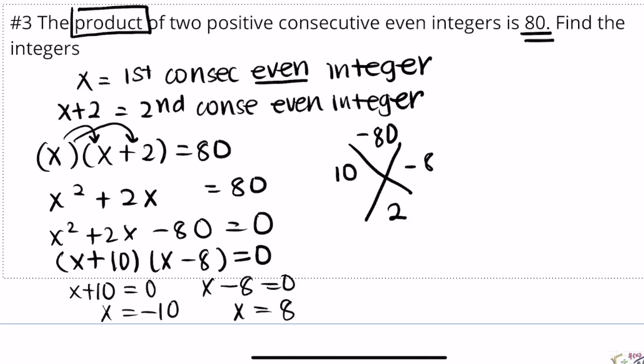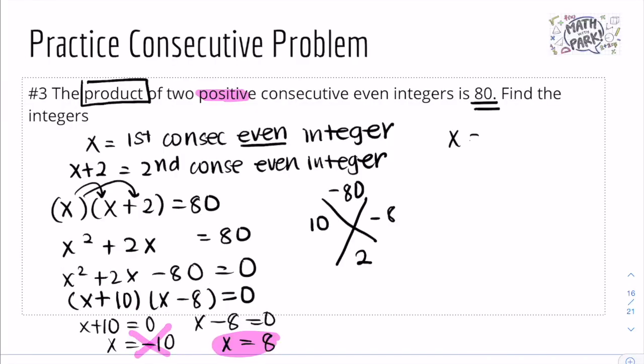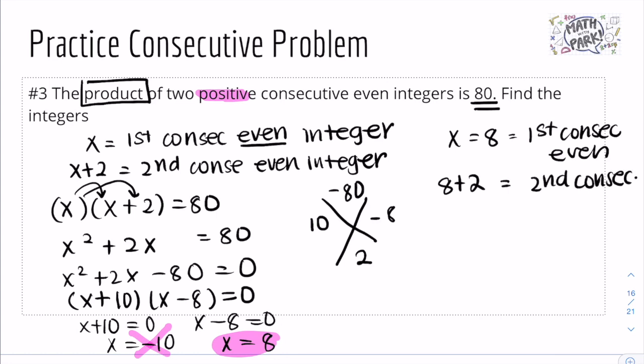And since we want positive values again, x equals negative 10 will not be one of the values we can work with. So it'll be x equals 8. And we're going to plug it in. Since x is equal to 8, this will be our first consecutive even integer. And x plus 2 means 8 plus 2 is our second consecutive, which is 10. So we know our two values, 8 and 10.